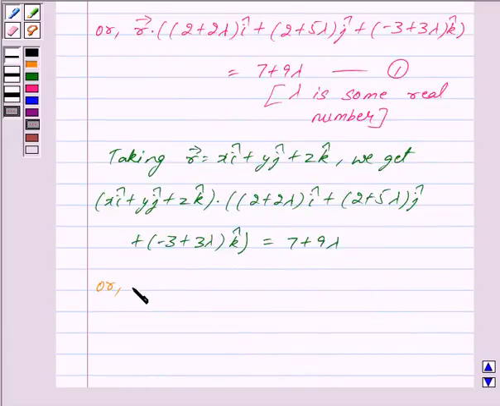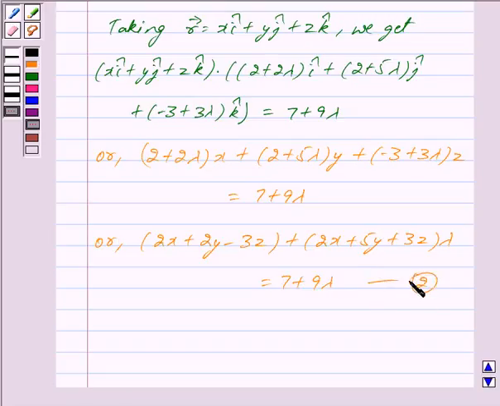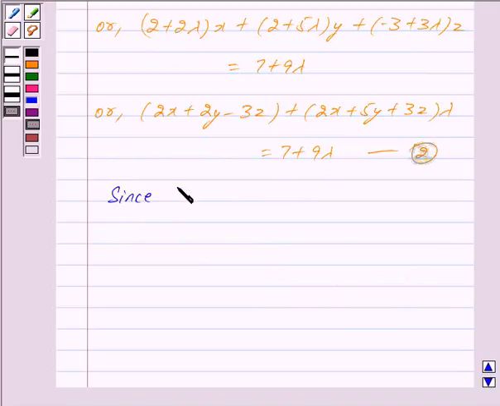Or we can write this as (2 + 2 lambda) x + (2 + 5 lambda) y + (-3 + 3 lambda) z = 7 + 9 lambda. Or we can write this as (2x + 2y - 3z) + (2x + 5y + 3z) lambda = 7 + 9 lambda. We mark this as equation 2. Now, since the plane passes through the point (2, 1, 3), it must satisfy equation 2.